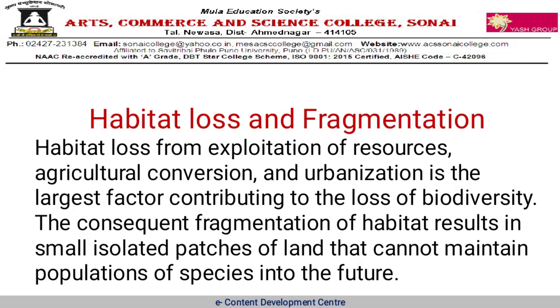With the fragmentation of a large forest tract, species occupying the deeper parts of the forest are the first to disappear. When plant and animal populations are destroyed or displaced, it leads to the loss of biodiversity. So in habitat loss and fragmentation, the main reasons for loss of biodiversity are urbanization or sometimes agricultural conversion.